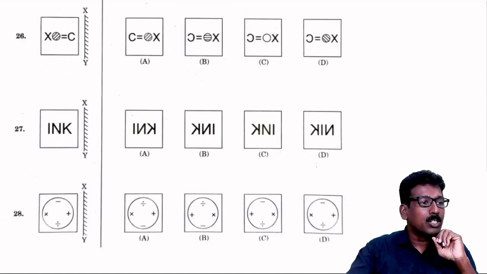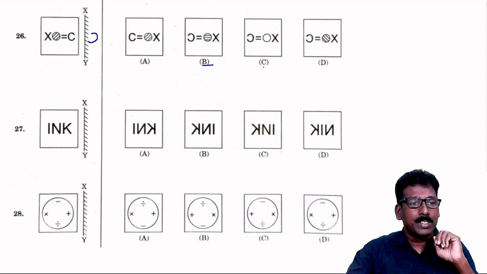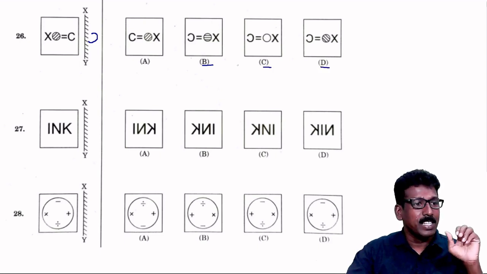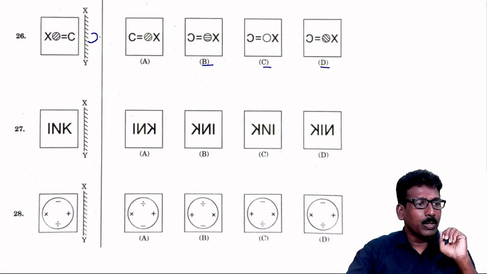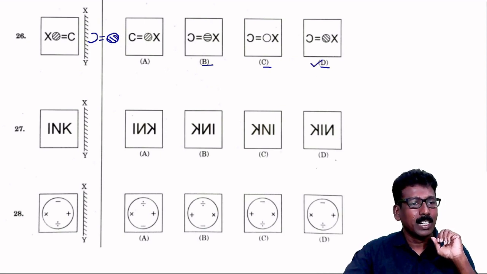Now look at question number 26. Here one C is there. In the opposite direction, it will be this way. Among B, C and D, the C is in that direction. Now the equal sign remains the same. Now the circle and this shade will be in the opposite direction, so it will be this way. So D will be the correct answer.